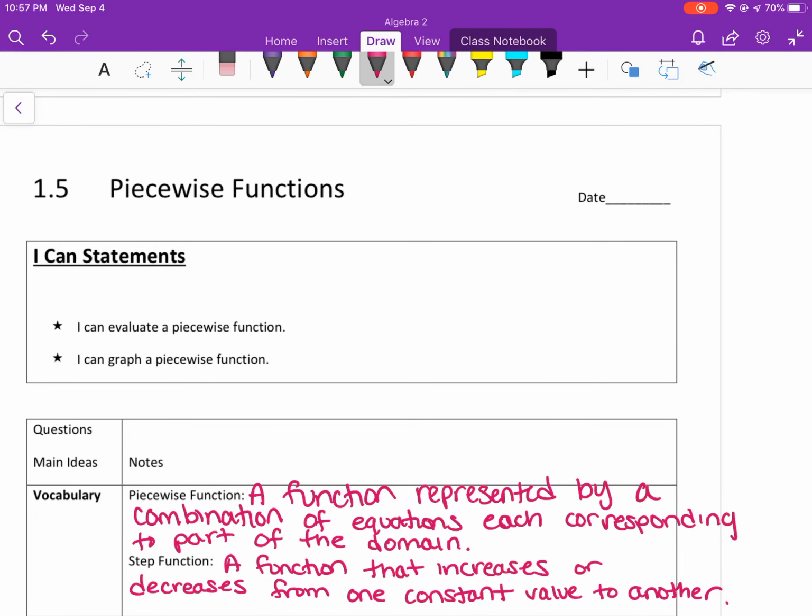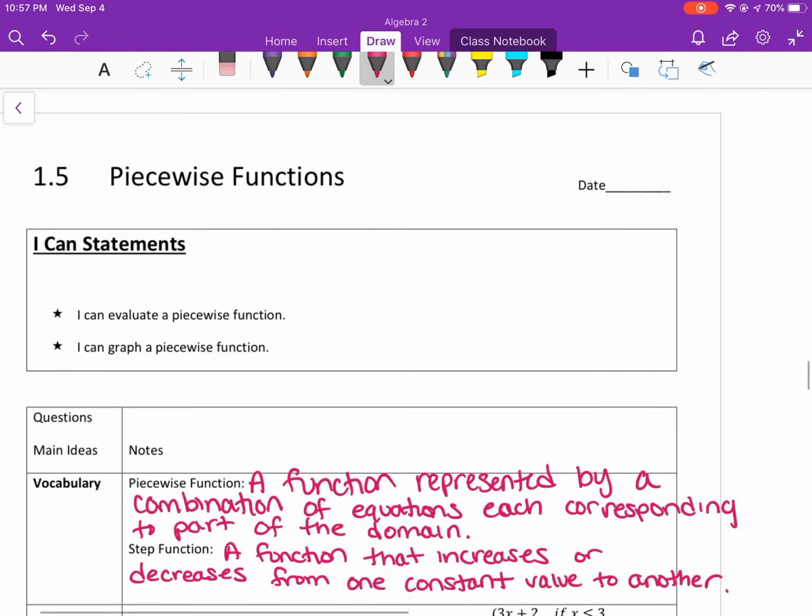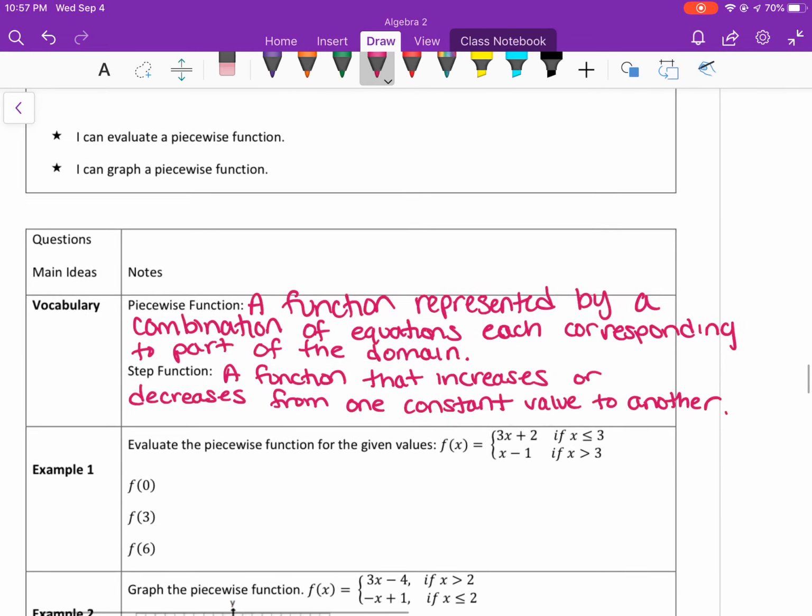This video is going to go with 1.5 piecewise functions. By the end of this lesson, we should be able to evaluate piecewise functions and graph piecewise functions.